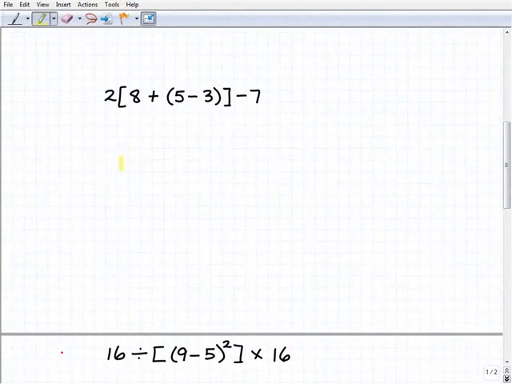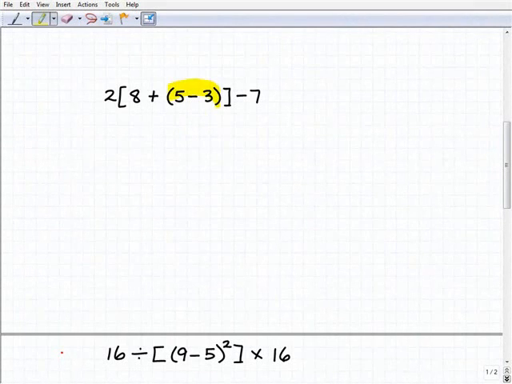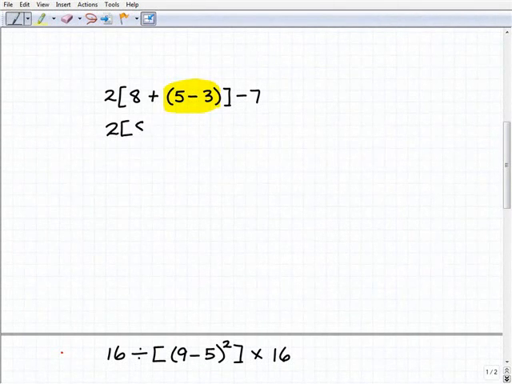Okay, PEMDAS, what do I do first here? And if you haven't tried this problem, I would go ahead and maybe pause the video and give it a try. Okay, so we have two sets of parentheses or two sets of grouping symbols. You always do the innermost first. So I'm focusing right there. So I'm going to rewrite the problem. This is the way you should show your work. You really should try to model how I'm doing this. So I have 2 bracket 8 plus. Now 5 minus 3 is of course 2. End bracket there minus 7.